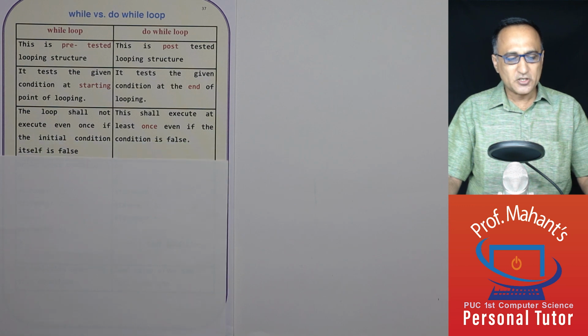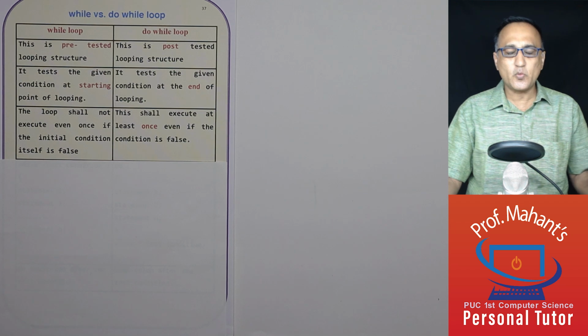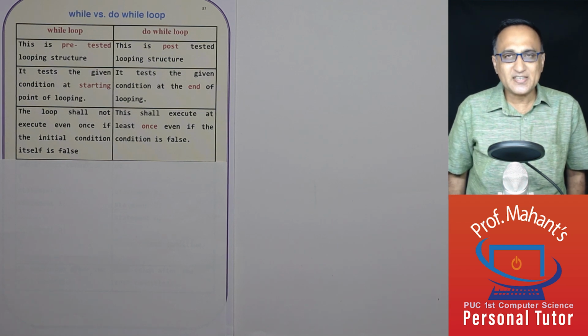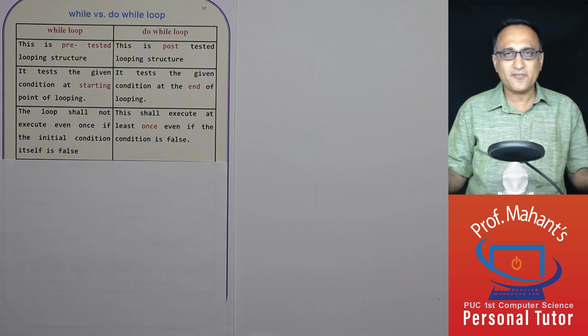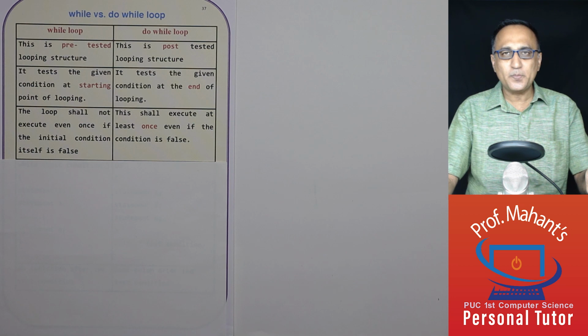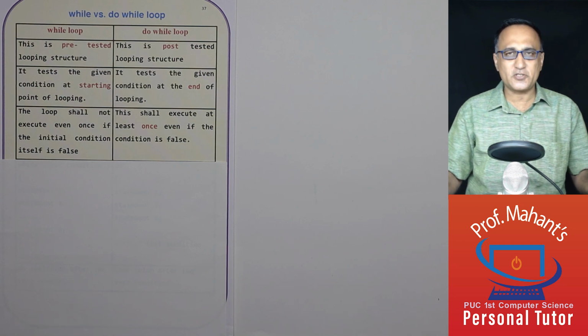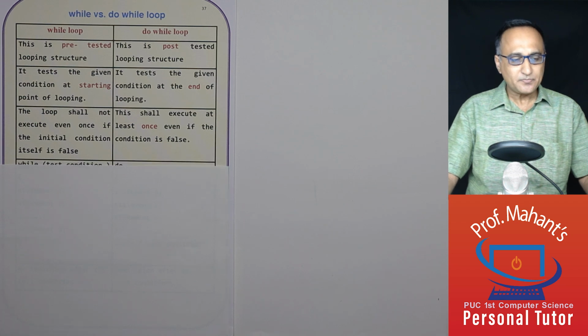As I'd already mentioned, it is very much possible that the while loop may not even execute once if the initial test condition itself fails. That means the initial condition itself is false, it will not enter the loop. But in a do while loop, even if the condition is false, it will execute the loop at least once.